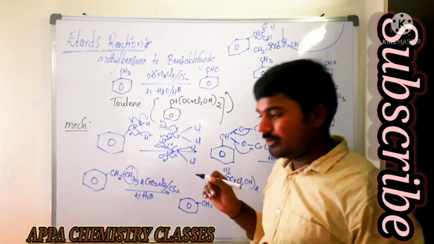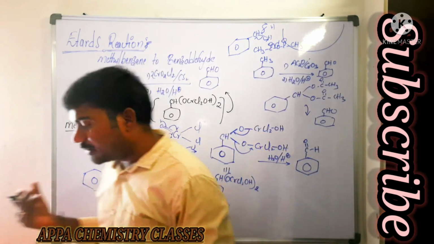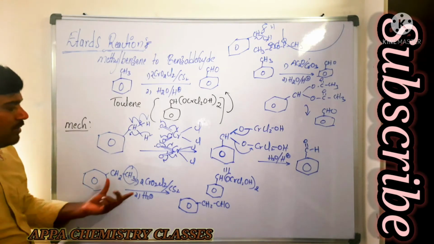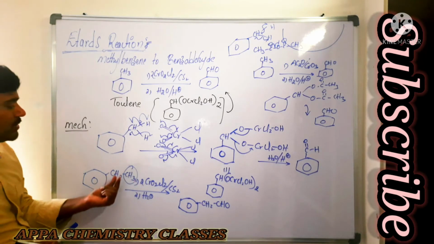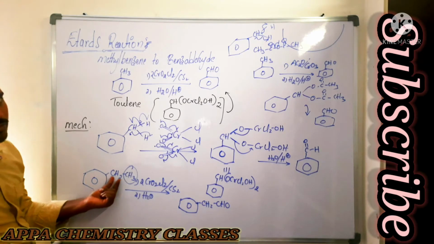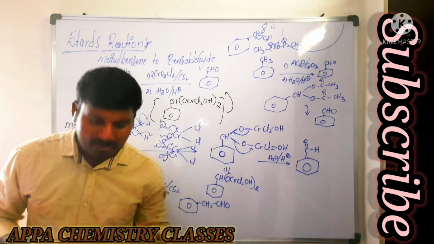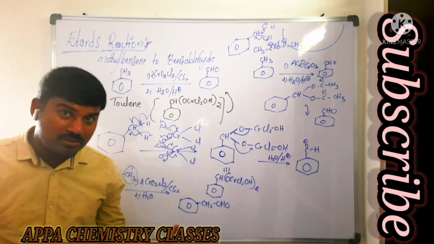We had seen the mechanism also. In that mechanism, we had also seen which type of methyl group will be oxidized. CH3 group is oxidized, not a CH2 group. Terminal methyl groups are oxidized. Is that clear? Shall we see the Gattermann-Koch reaction?